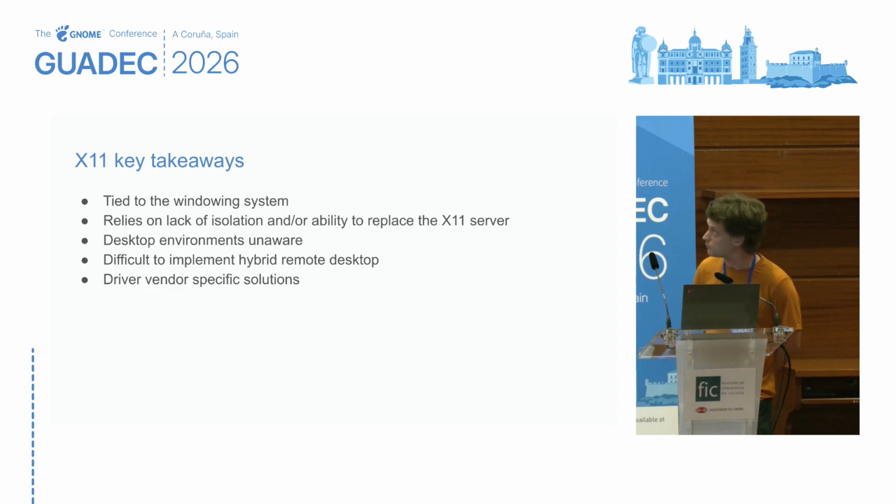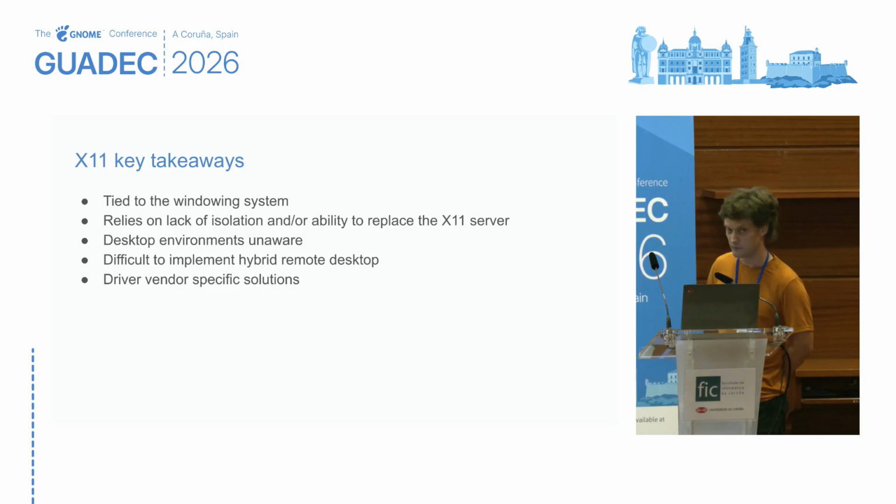So what are the key takeaways from how it worked? How did remote desktop work in the past? It was tied to the windowing system, even though there was no window involved. It relied on complete lack of sandboxing and isolation to being able to do anything, more or less, and/or replace the whole X server with something else to be the server.